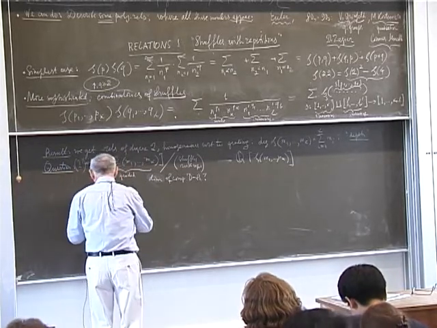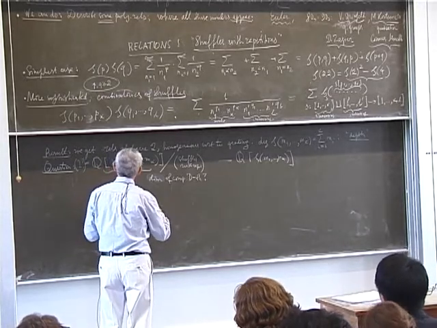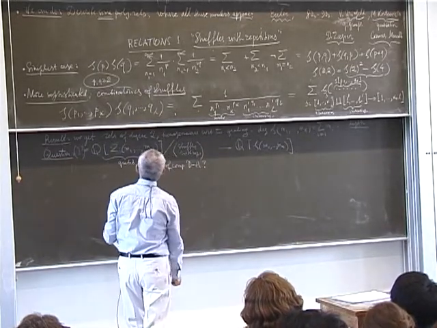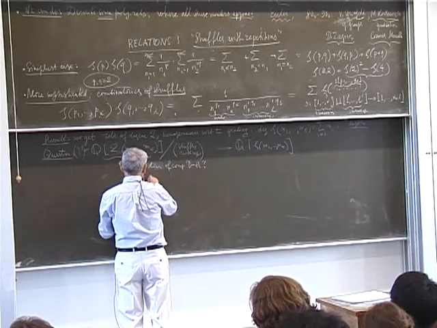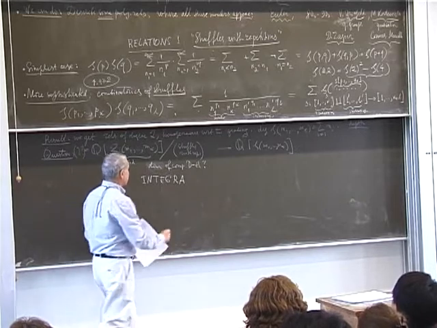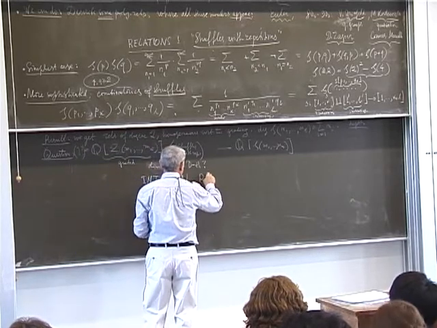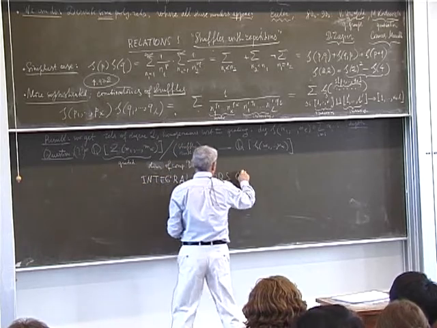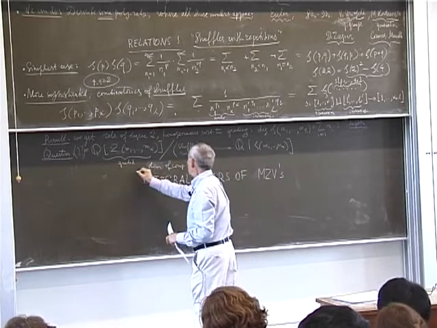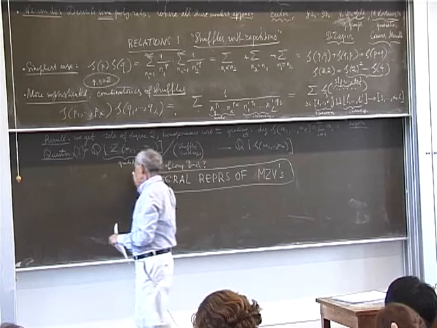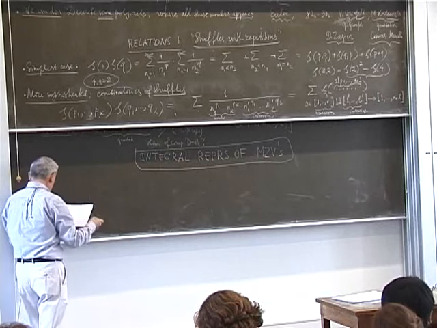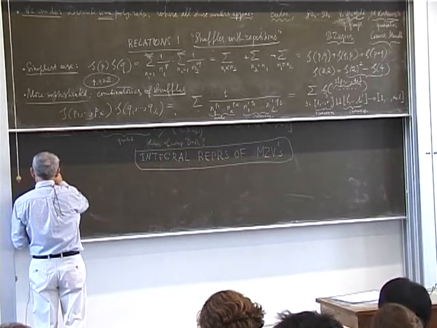Okay. Now, it turns out that to get other relations, one can proceed in a very similar way, but starting not with Dirichlet series, but with integrals. Again, let's start with the simplest case. Consider just usual zetas.